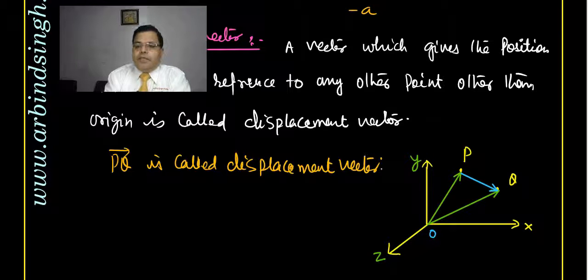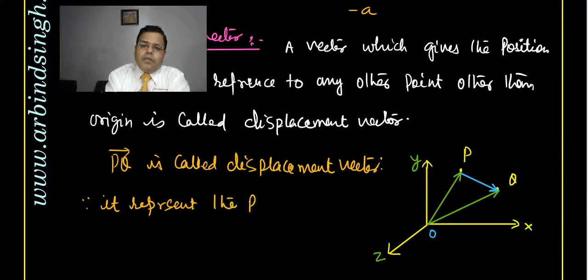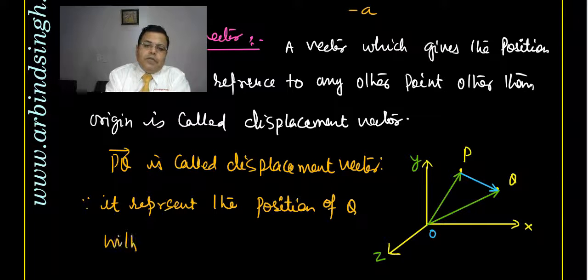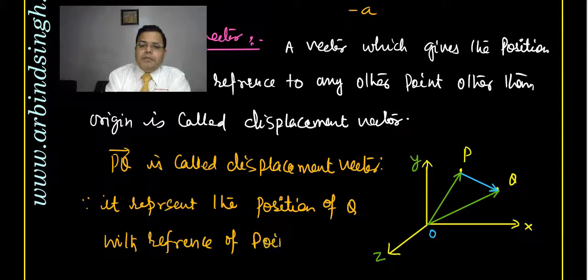PQ is called the displacement vector because it represents the position of Q with respect to P. It represents the position of Q with reference to point P.